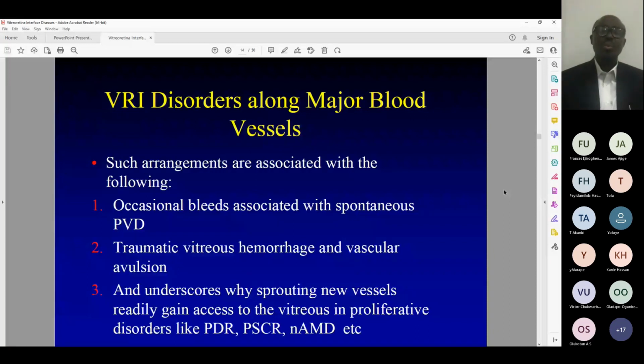It also underscores why sprouting new vessels readily gain access to the vitreous in proliferative disorders like PDR, PSCR, AMD, neovascular AMD, among others. Because of this gap, the internal limiting membrane no longer serves as a barrier. So sprouting vessels are able to pass through into the vitreous, creating the cascade in the vitreous that you always see in proliferative disorders. Can we have the next slide?